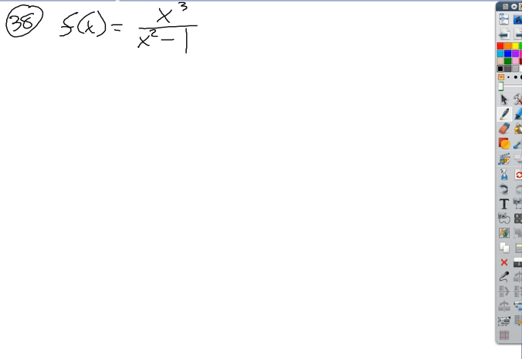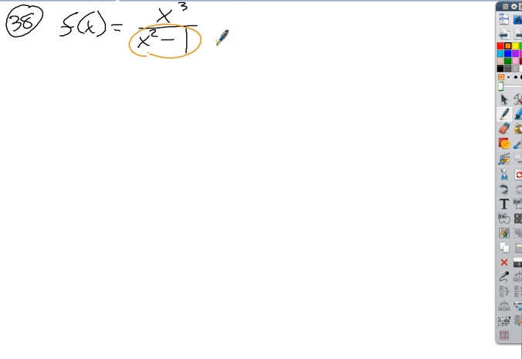Okay, if this is our original function, before we jump into the derivatives, let's look at the domain of this thing. Any places where it's undefined? Yes, there are: where x is 1, or plus or minus 1. The reason being, we can't divide by zero.